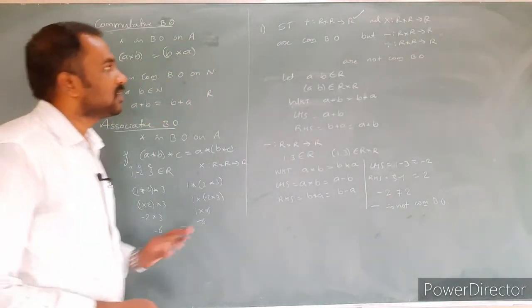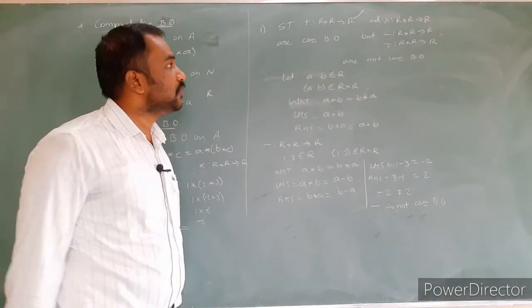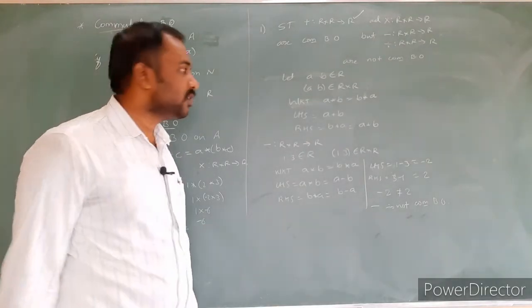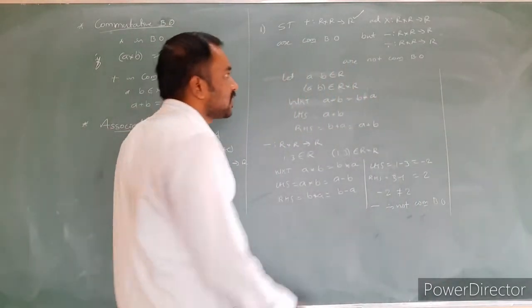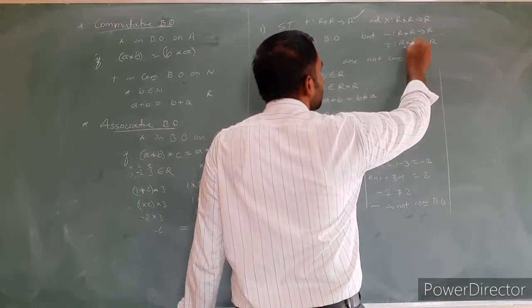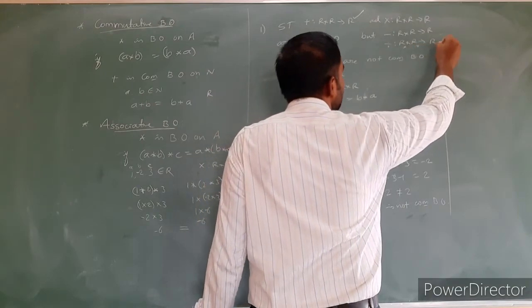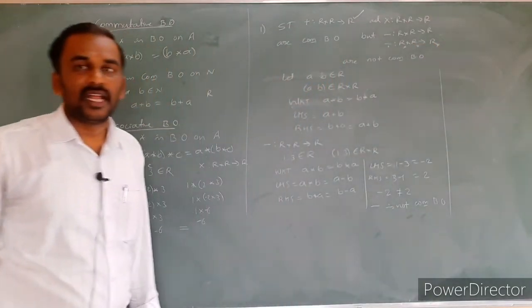Are you sure about this one? Similarly, will you prove that division is not a commutative binary operation? And one more thing, here a small correction we have to make. What is the correction? It is better to take R star. What is R star? The set of non-zero real numbers.